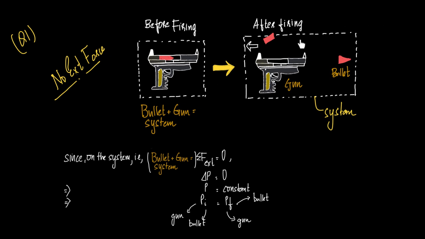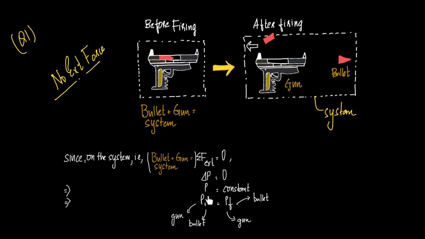No external agent is acting on it. All of the motion within the system is taking place due to the forces which are acting within the system, right? Within the system, not external. Since there is no external force acting on it, we can say that change in momentum is equal to 0. And if change in momentum is equal to 0, it means that momentum is a constant, and therefore initial momentum should be equal to final momentum.